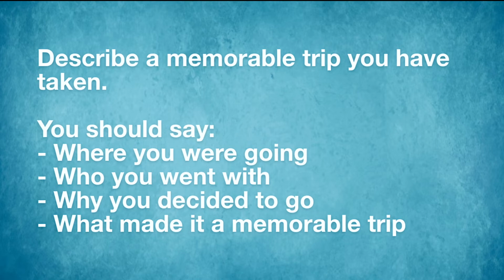So the question is, describe a memorable trip you've taken. You should say where you were going, who you went with, why you decided to go, and what made it a memorable trip. Now, look at the first 3. Where, who, and why. Those are pretty simple details, right? So we can get that stuff out of the way right at the beginning. Where, who, and why. And then we can focus on what made it a memorable trip. Now, you have a chance to write some things down, so you might write down on a piece of paper where, who, why, and then just tell the story.